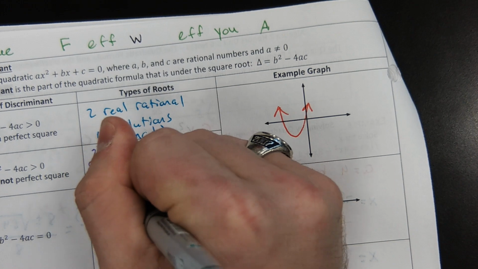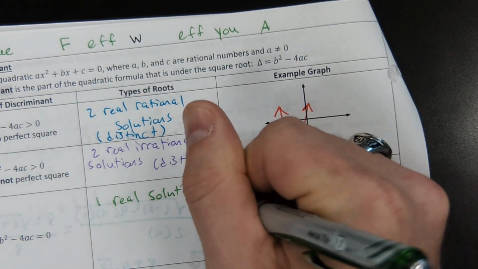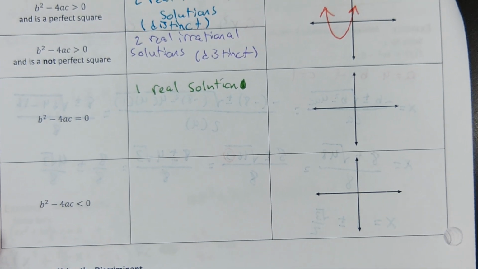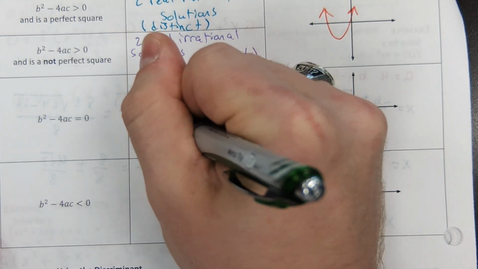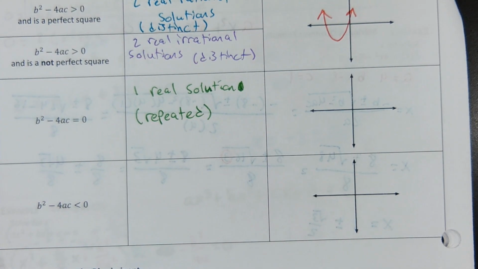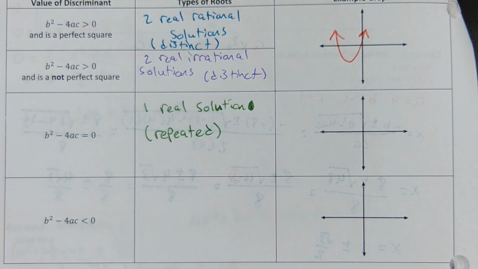One real solution. But Mr. M, I thought you said all quadratics have two solutions. They do. No, it's one real solution. So what happened to the other one? Oh, it's repeated. It has two solutions. They just happen to be the same number. They're not distinct. So it has one real solution. It's a repeated root, we say.